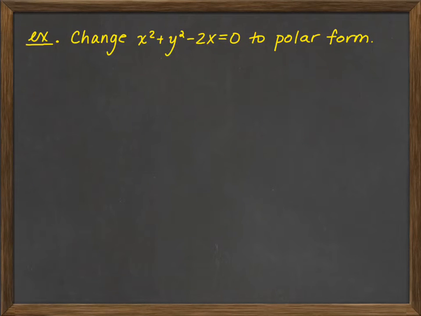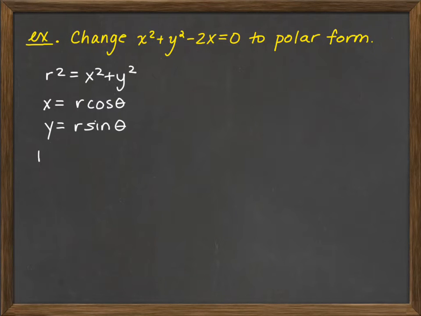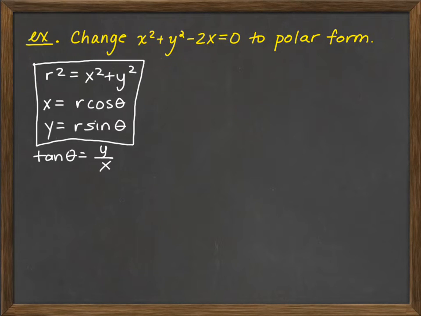So let's start with an example. We are given x squared plus y squared minus 2x equals 0. This is an equation in rectangular form, and we want to change it to an equation in polar form. So what do we know? What relationships do we have to work with? Well, we know that r squared equals x squared plus y squared. We know that x is equal to r cosine theta. We know that y is equal to r sine theta. And we know that the tangent of theta is equal to y over x. Now, when we're working with these types of problems, we're really only concerning ourselves with these first three relationships. So let's see how we can use them.